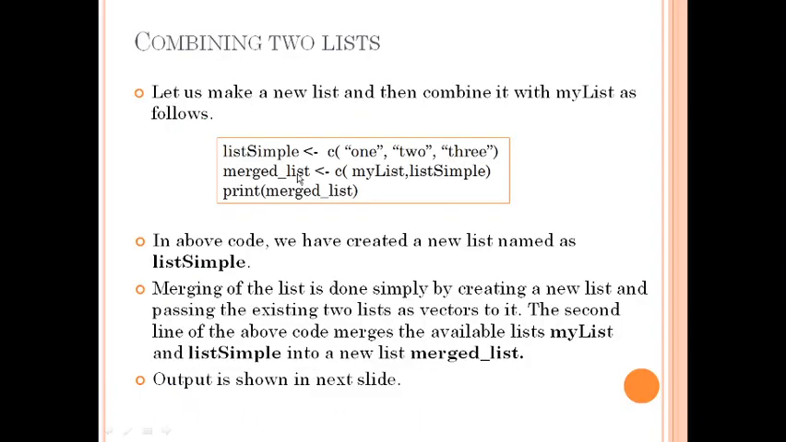Now to merge lists, we are creating a new list named merged list, and to that list we are providing a vector with two lists, my list and list simple. So this is how simple it is to merge two lists. You just provide the name of the new list, which will be the resulting list after merging, and give it in the form of a vector, a list of the lists you want to merge. It's not that you can only merge two lists, you can merge any number of lists. You just have to add those lists here separated by commas.